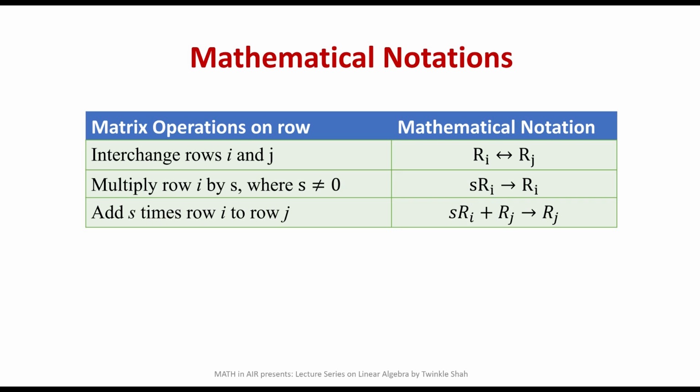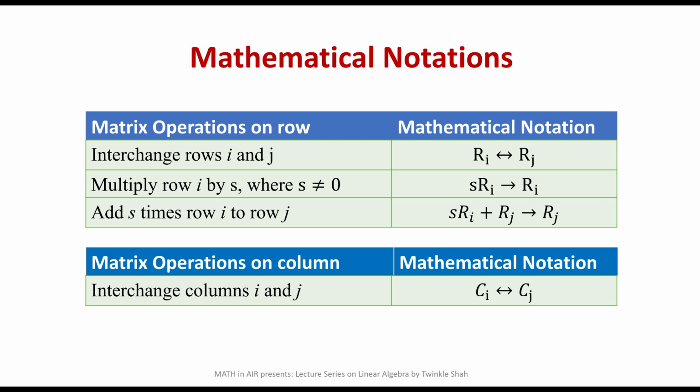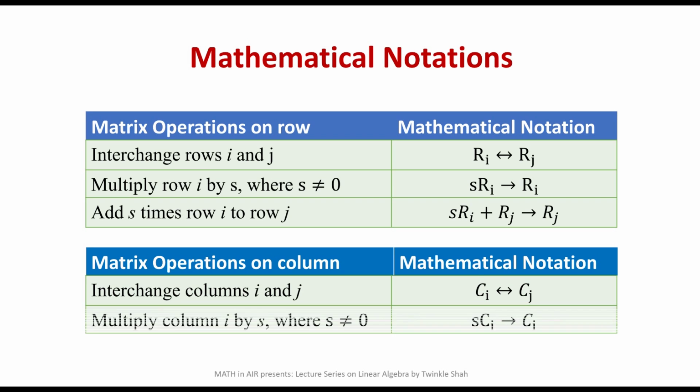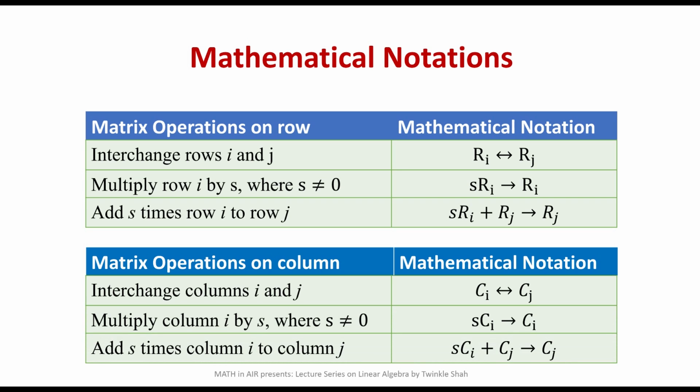Now let's learn about the mathematical notations that we can use for matrix operations on a column. To denote interchanging of columns i and j of the matrix, you can use this mathematical notation. If you want to multiply column i by constant s, where s is not equal to 0, and then put that result back into column i, you can use this mathematical notation. If you want to add s times column i to column j and put the result back into column j, you can use this mathematical notation.